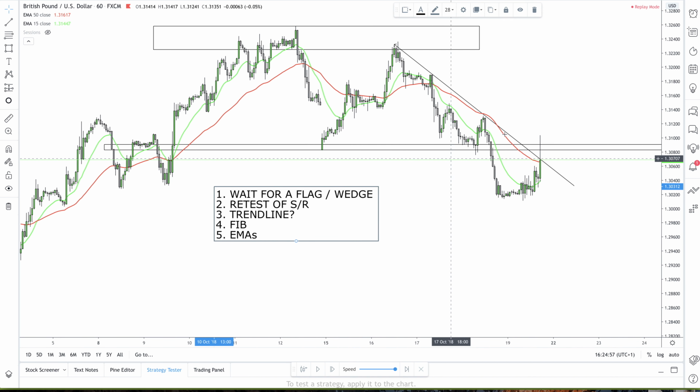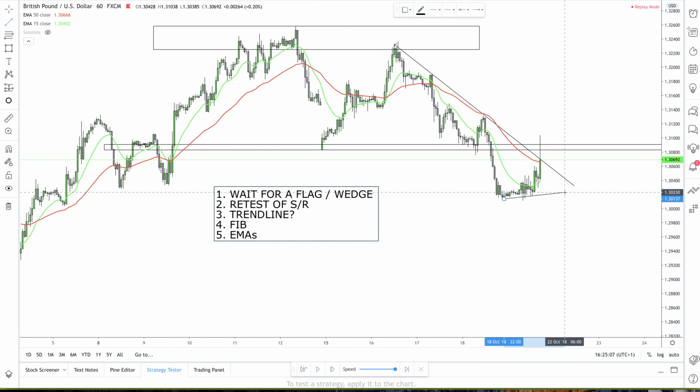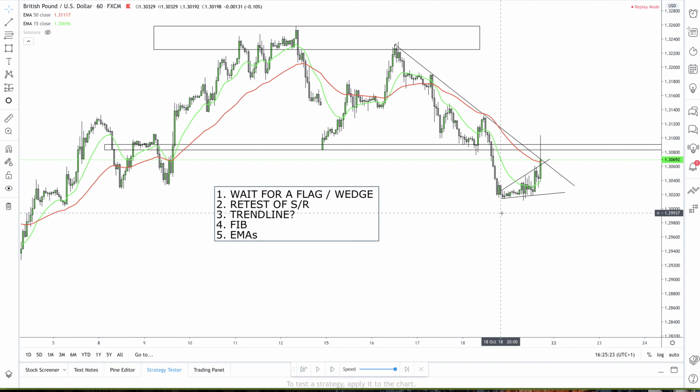So wait for a flag or a wedge. Well, here we have got a little bit of structure there. It's not the most cleanest wedge or a flag by any means. If anything, we've got a bit of an expanding structure, which is a continuational pattern. Something a bit like this, okay? Expanding structures are generally continuation, which we've got there. A bit like this. Perfect. So yeah, we have got some sort of continuational pattern there. Okay, so that's a tick one.